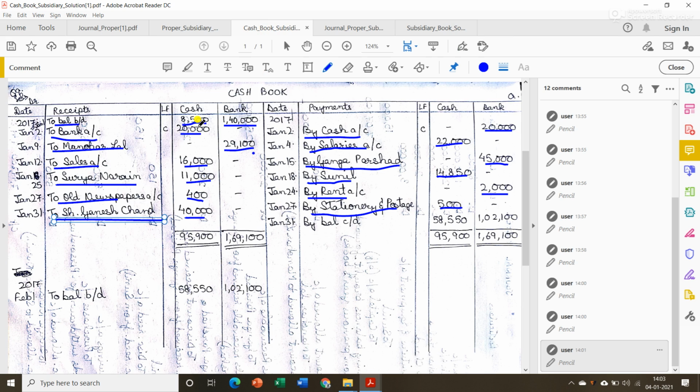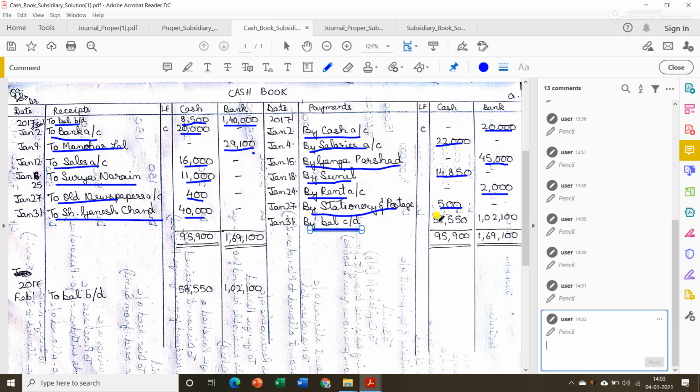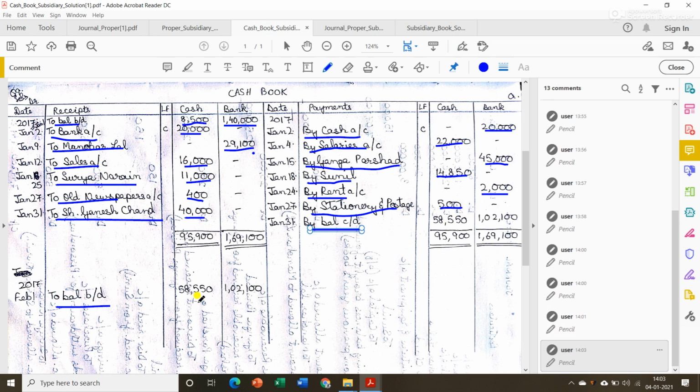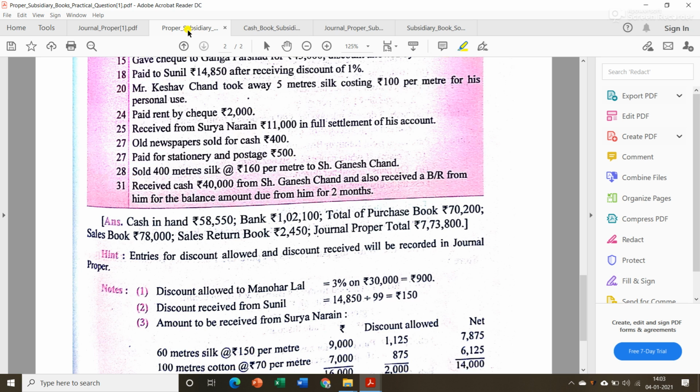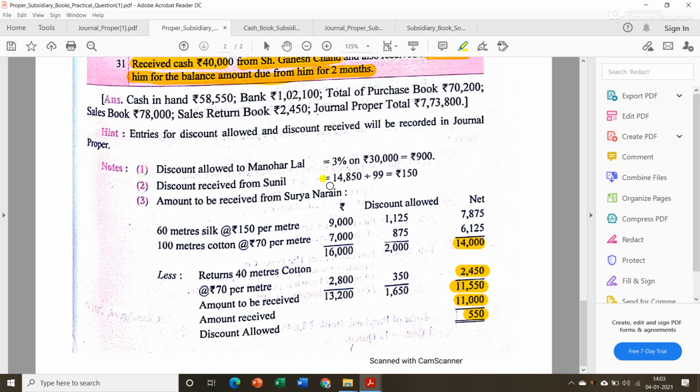You have to first find out the cash, debit, cash and bank total. Then from there you have to deduct payments, and you will get your balance carried down. This balance carried down will become balance brought down of your next month, that is February 1st, 58,550 in cash column and 1,02,100 in bank column. So this, usually they don't ask this lengthy question in exam, but for your understanding, for clearing your concept, I did this question again.